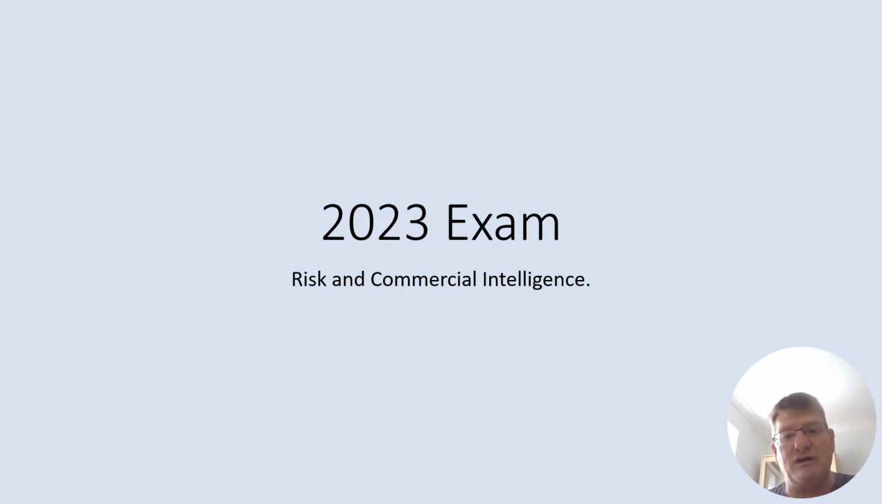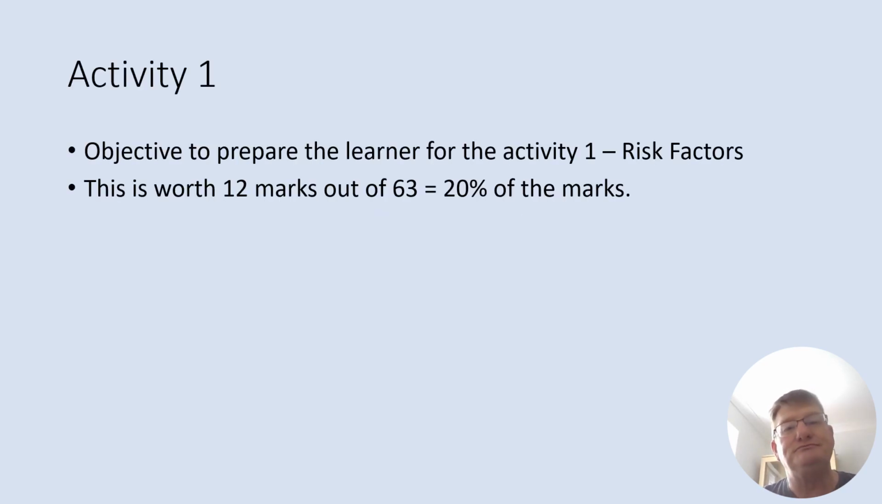I'm using the 2023 exam as my vehicle. The first part of the presentation will be on commercial risk, which is activity 1, and the second part will be on commercial intelligence, which is activity 4. So it's the first and the last activities. You've got 4 activities altogether. The mathematical element is activity 2 and 3. As time goes on, I will produce some more presentations and upload them onto YouTube as well.